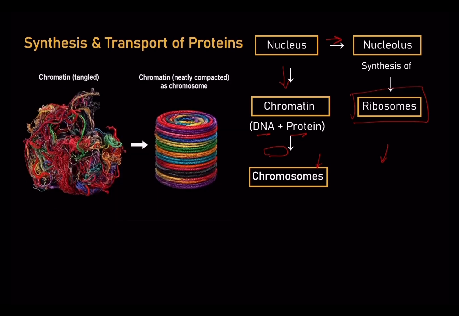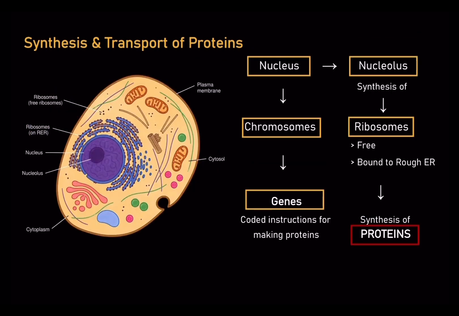An analogy I have here for you is this. This is what chromatin looks like, and this is what a chromosome would ideally look like. Compacted structure, while a chromatin is tangled up DNA. Okay, so now what are ribosomes? Ribosomes are very tiny structures that are made of ribosomal RNA and protein.